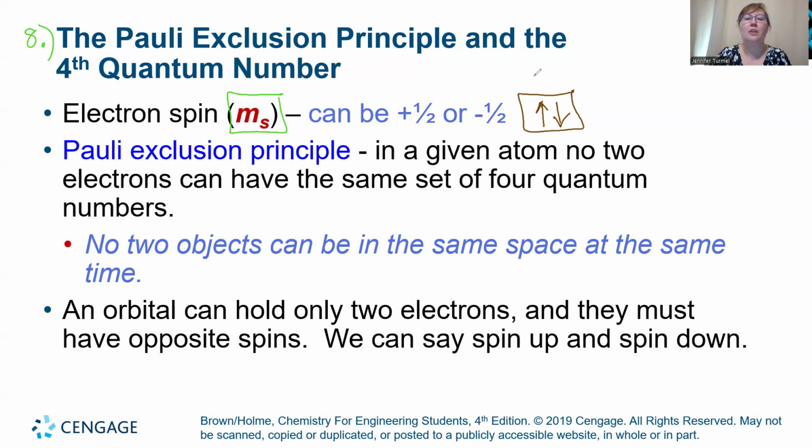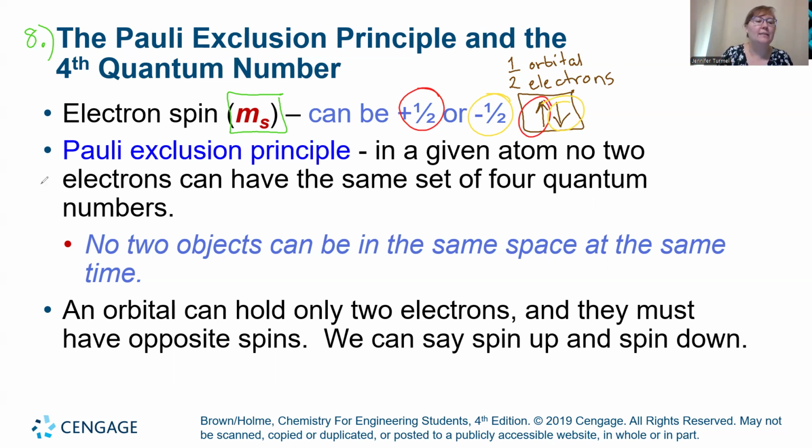So every one orbital can have 2 electrons. One of them is spin up, or +1/2, and the other one is going to be spin down, or -1/2.